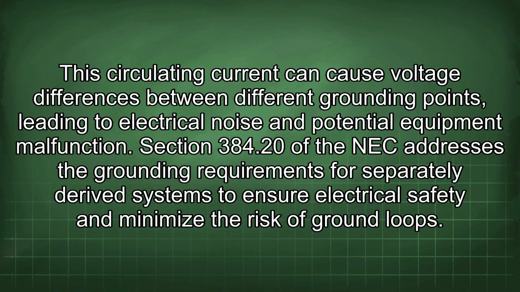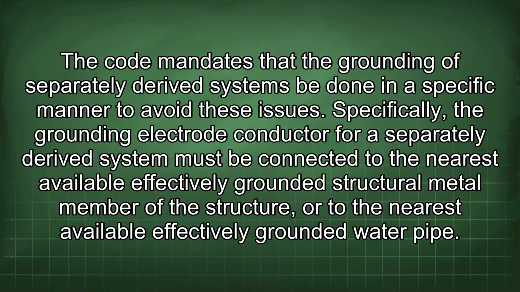Section 384.20 of the NEC addresses the grounding requirements for separately derived systems to ensure electrical safety and minimize the risk of ground loops. The code mandates that the grounding of separately derived systems be done in a specific manner to avoid these issues.